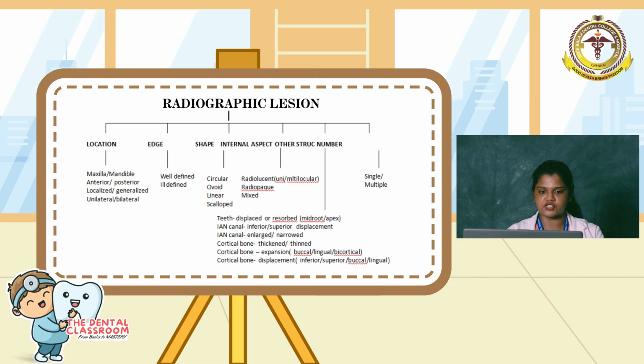The first is the location. It is maxilla or mandible, anterior or posterior, localized or generalized, and unilateral or bilateral. And edge, see whether it is ill-defined or well-defined. Shape, see whether it is circular, ovoid, linear or scalloped. And internal aspect, whether it is radiolucent, radio-opaque or mixed. And effect on surrounding structures, look for the displacement of teeth, the inferior alveolar canal, and the expansion of the cortical bone. And number, see whether the lesion is single or multiple.